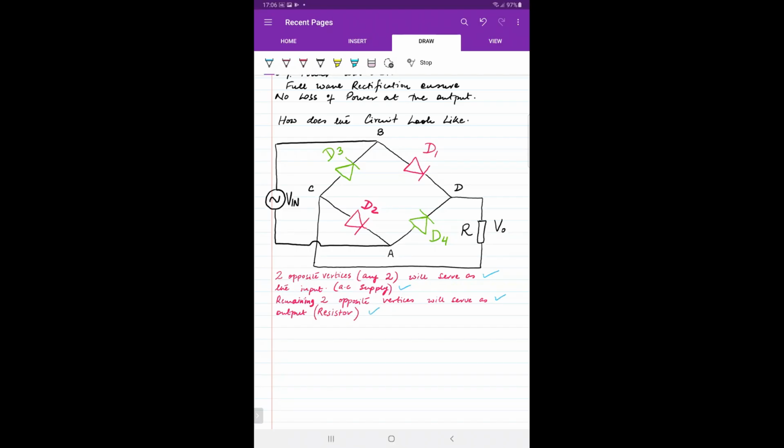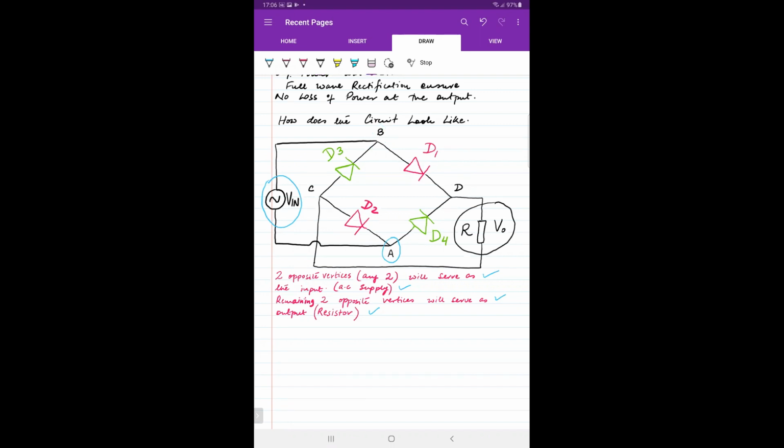I've constructed that diagram in which A and B, the opposite vertices, are serving as the input because they are connected with the AC supply. And C and D are serving as the output because they are connected across the resistor. So this is how the arrangement would look like. So A and B connected with the AC supply serves as the input, and C and D connected with the resistor, so that serves as the output. So how would the working go about now?